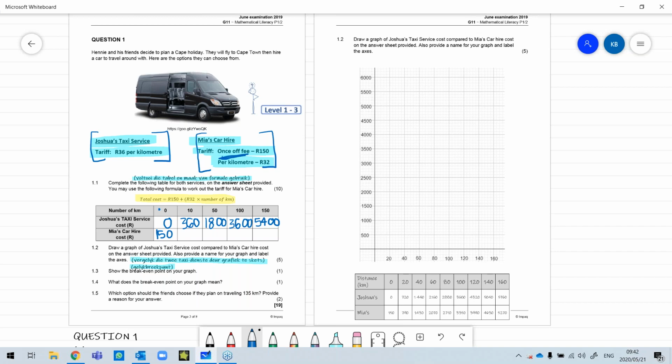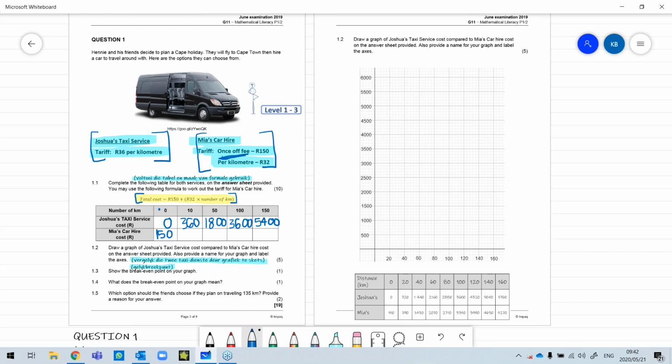Now, you are going to make use of this formula highlighted in yellow. The total cost equals 150 rand plus 32 rand multiplied by the number of kilometers. So the total cost is equal to 150 rand plus 32 rand multiplied by the number of kilometers driven.